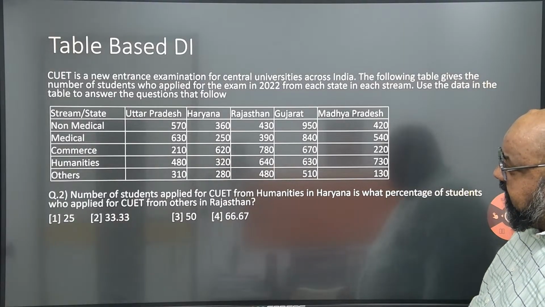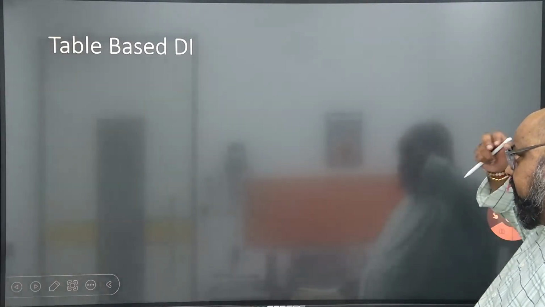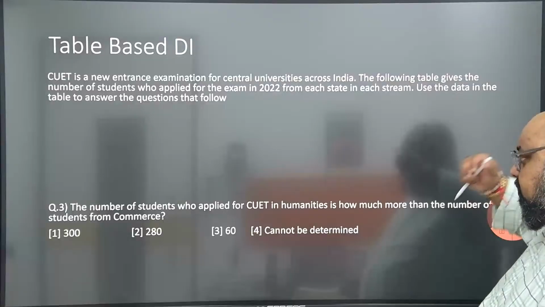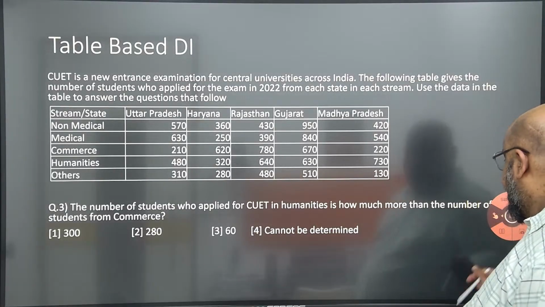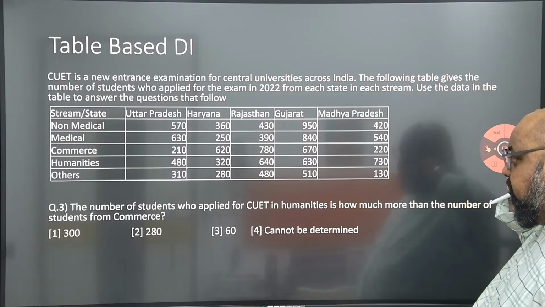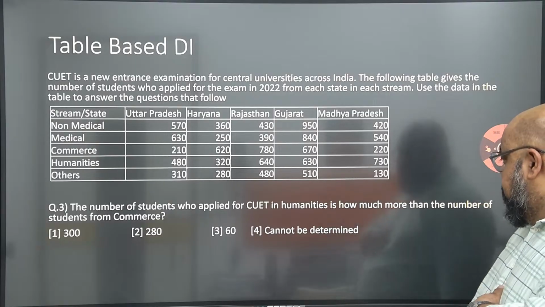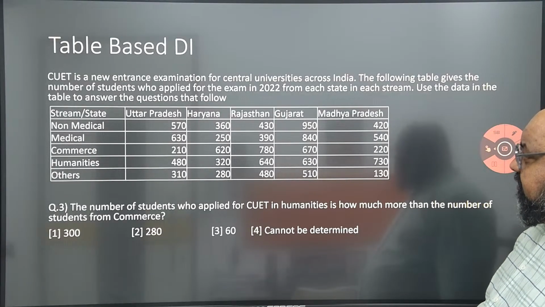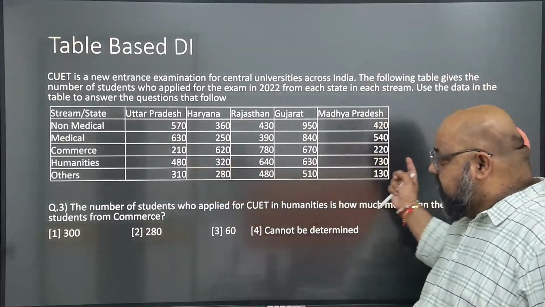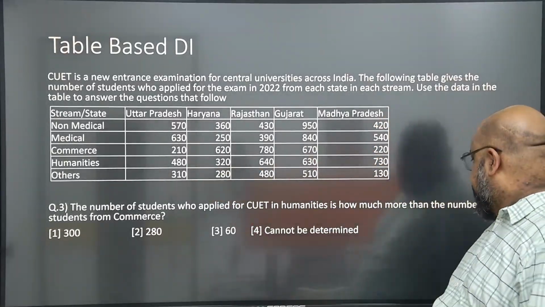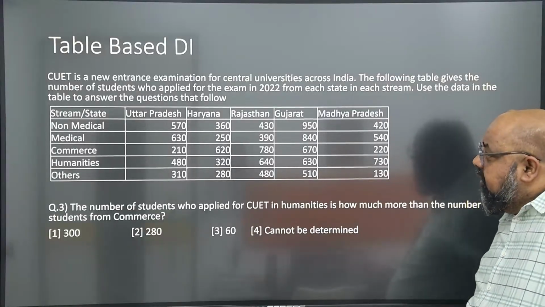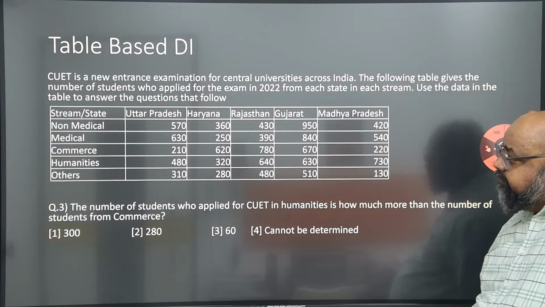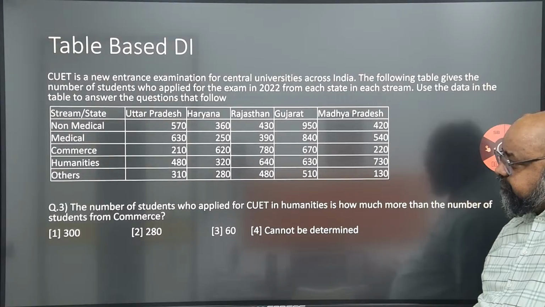फर्दर एक क्वेश्चन देखते हैं. ये देखो. The number of students who applied for CUET in humanities, अब पूरी की बात हो रही है, is how much more than the number of students who applied for commerce. So basically humanities का टोटल और कॉमर्स का टोटल इसका डिफरेंस पूछा है, is how much more. परसेंटेज की बात नहीं, लेकिन थैंकफुली. Any answers?